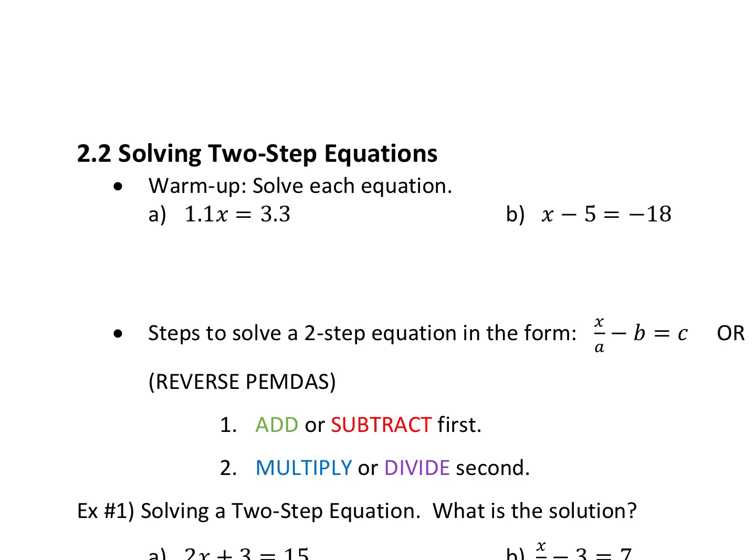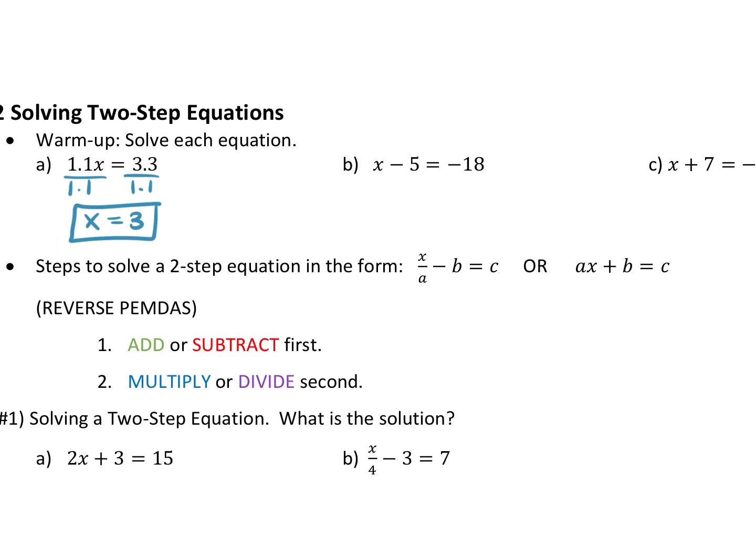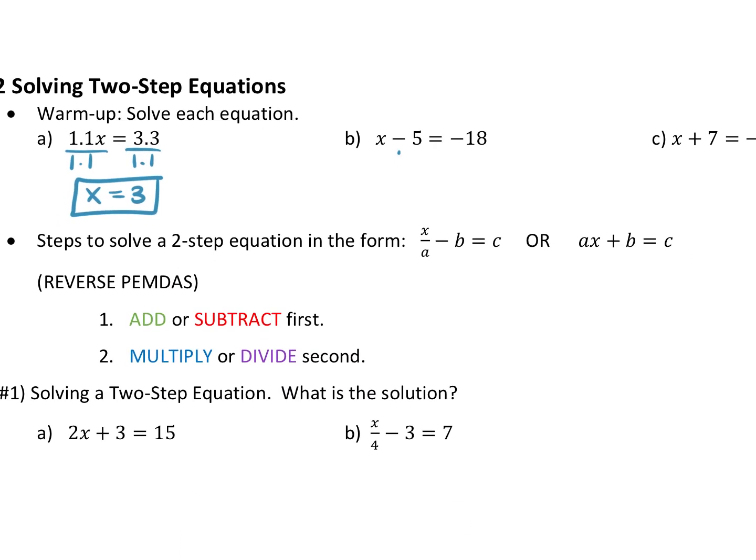You divide. Right now it's 1.1 times x, so you're dividing by 1.1. So x should be 3. What do you do on b? You add 5 to both sides.